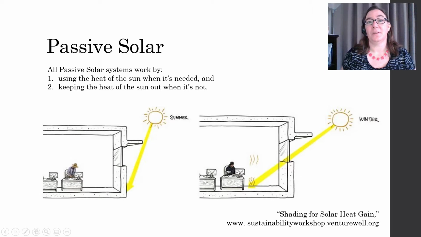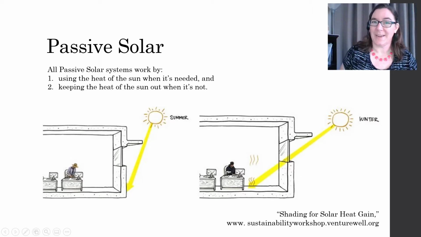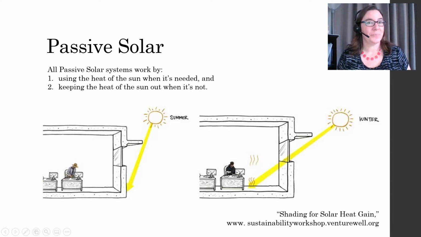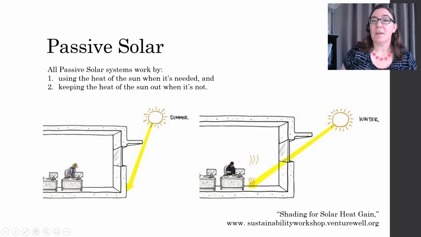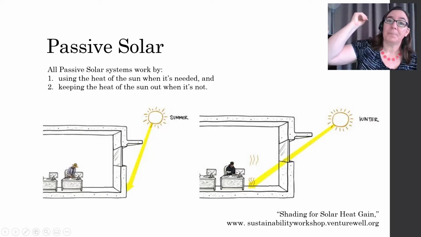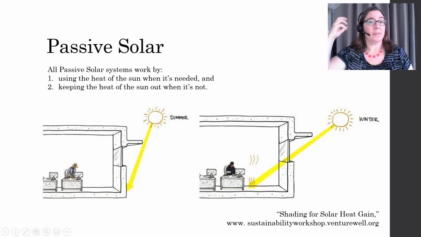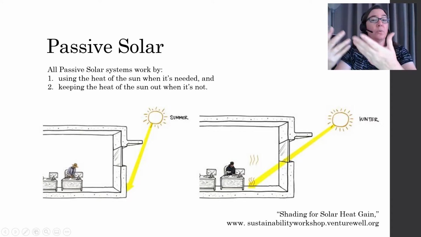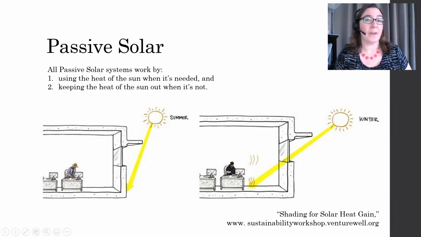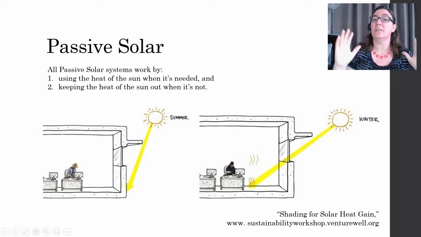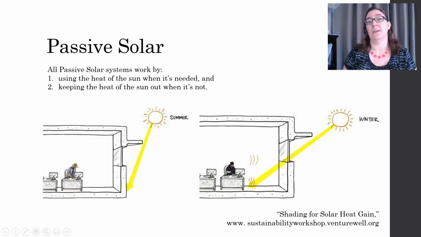All passive solar systems are going to work by using the heat of the sun when you need it and keeping that heat out when you don't. Most of them use the same solar angles that we just discussed in the last video. In the summer, the sun is higher in the sky, and so we can exclude it by designing for that angle. And in the winter, the sun is lower in the sky. We can allow it into our building.